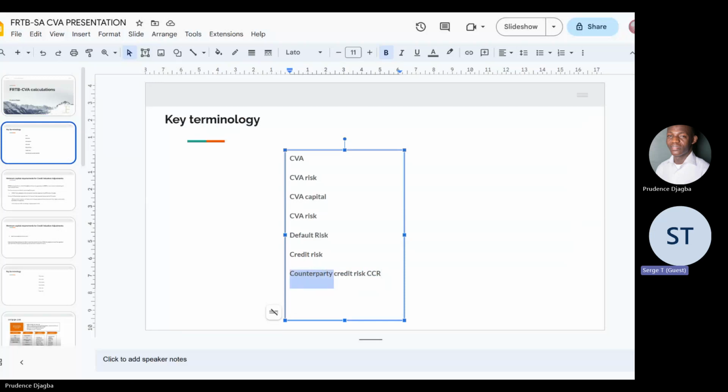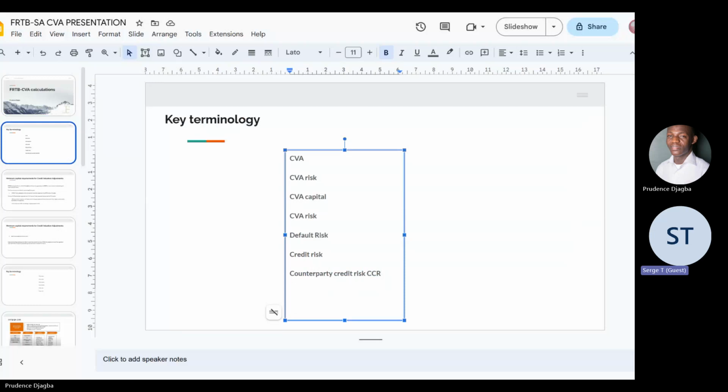So for your CVA, you need to have a profile of your exposure. So you need to know your exposure. Let's say you went into a transaction. You bought, let's say, a put, or you sold a put, or a stock or a bond or anything. So there is a product, there is a P&L. Now you need to know the exposure of that P&L over time.